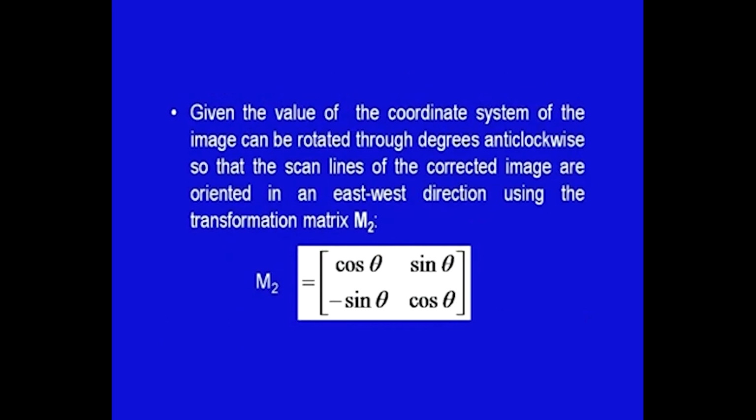Given the values, the coordinate system of the image can be rotated through theta degrees anti-clockwise, so that the scan lines of the corrected images are oriented in an east-west direction using the transformation matrix M2, where M2 can be represented as a matrix as seen here.